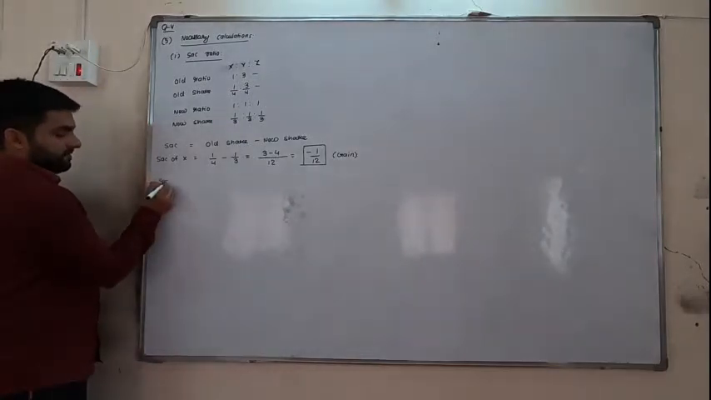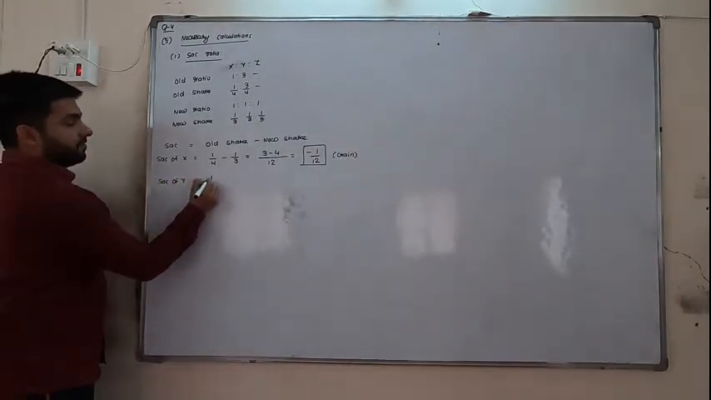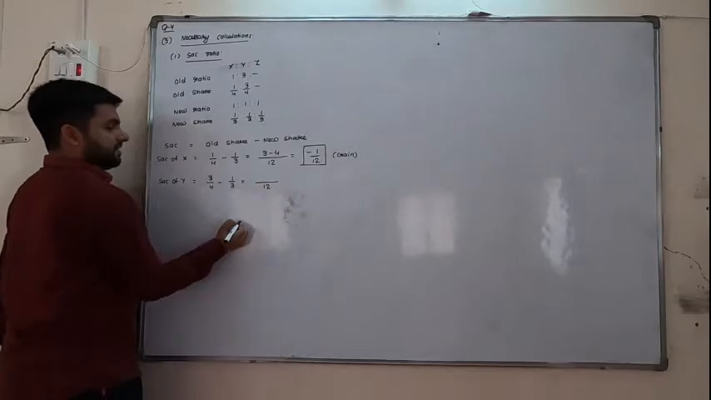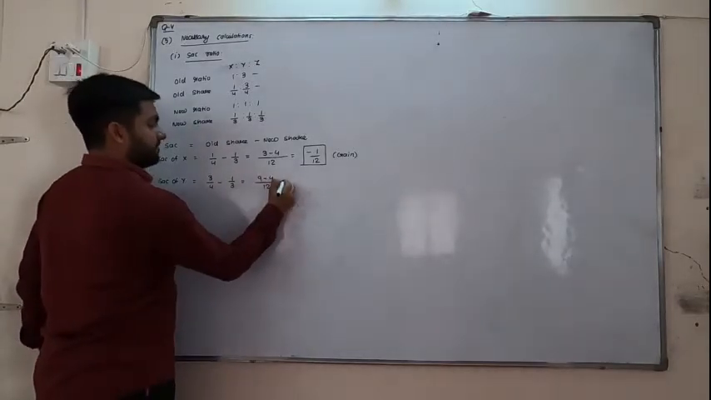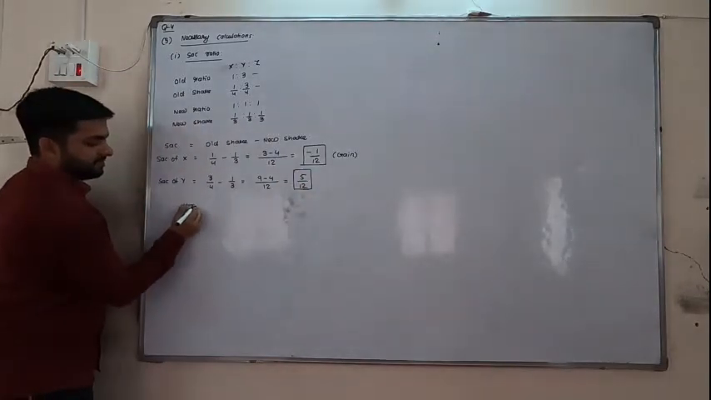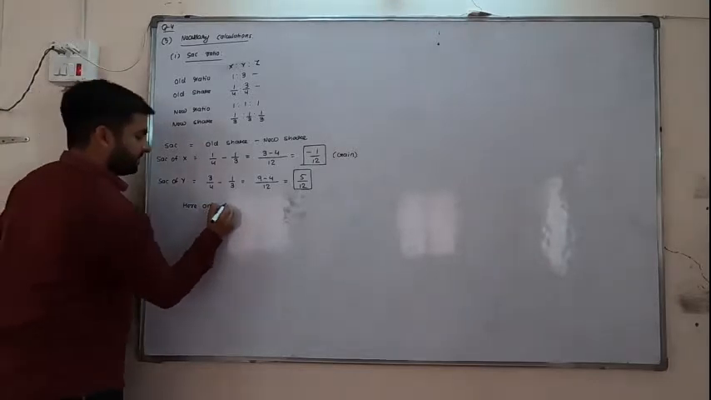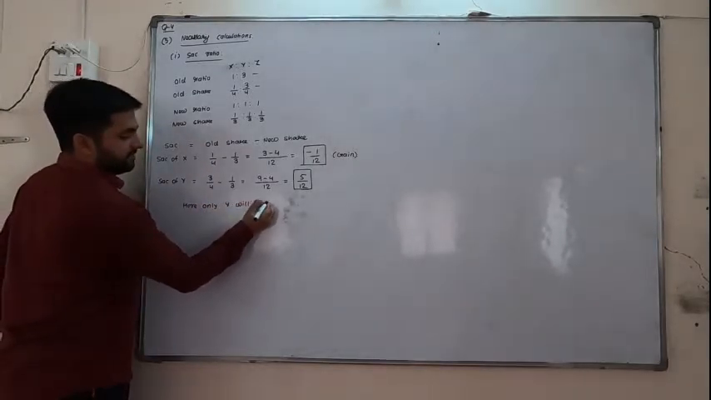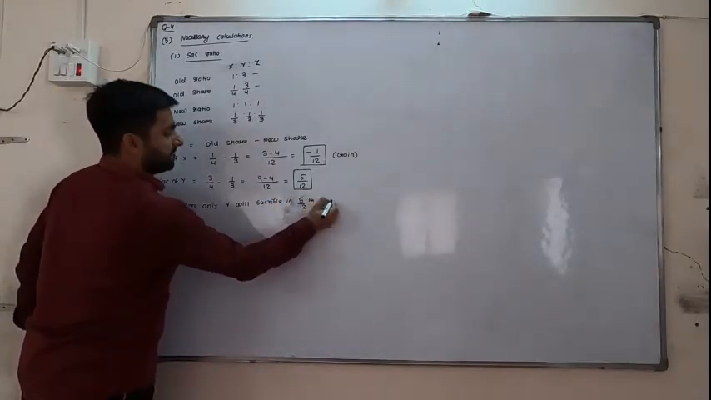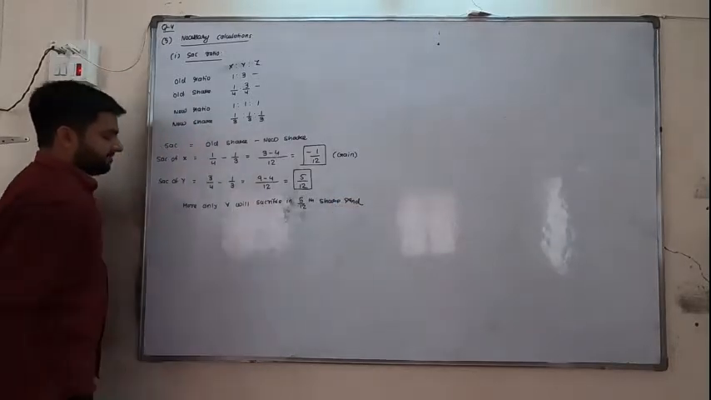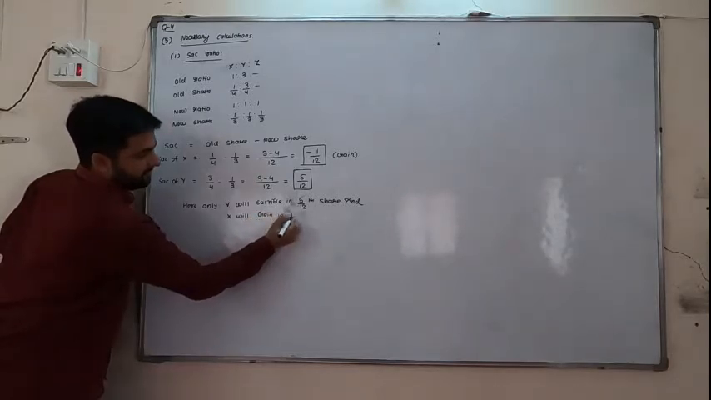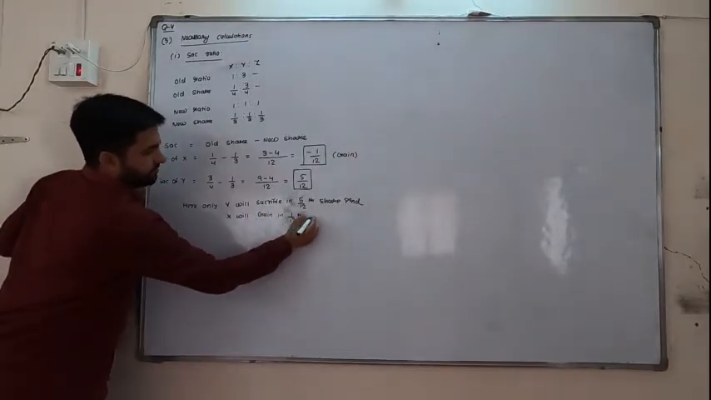Then sacrifice of Y. Old share 3/4, new share 1/3, 4 threes are 12, 3 threes are 9, 4 ones are 4, 5/12. So we will write here that the ratio is not possible, here only Y will sacrifice in 5/12 share and X will gain in 1/12 share.